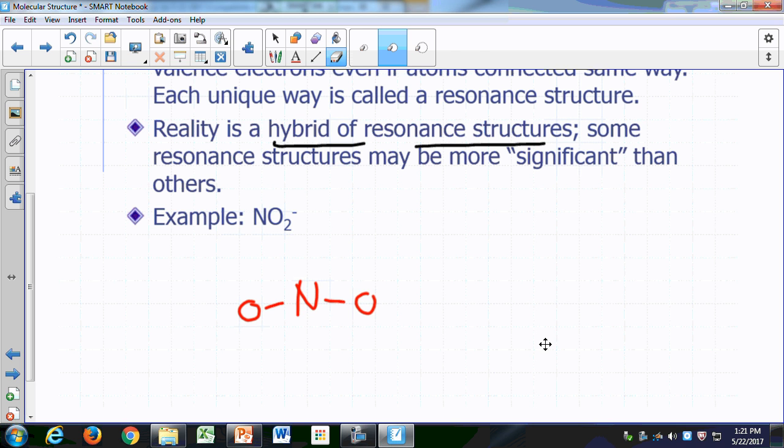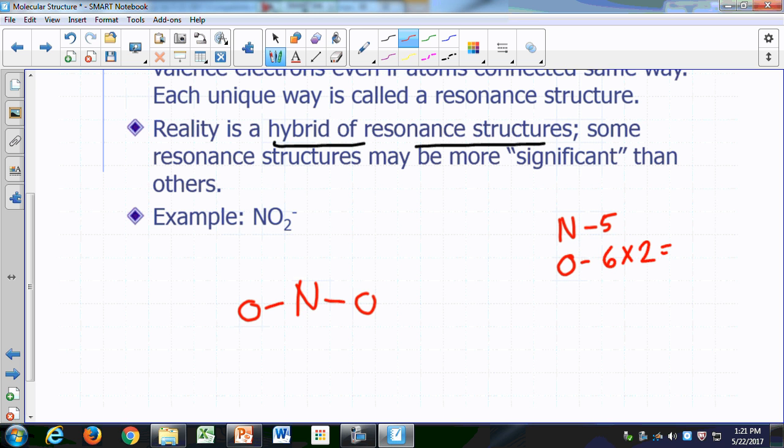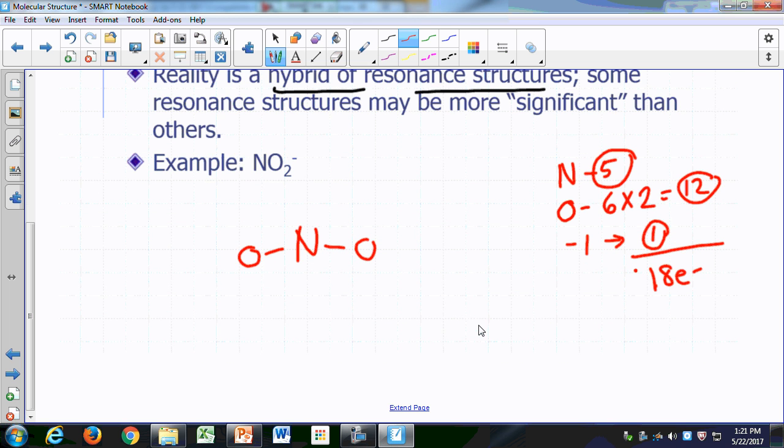Okay, so nitrogen contributes 5 valence electrons. Each oxygen, if you recall, belongs to group 6A, and contributes 6 valence electrons. There's 2 of them, so that gives you 12. And then you have a -1 charge, which contributes an additional electron. So 5 plus 12 plus 1, that would be 18 electrons. So let's distribute 18 electrons here.